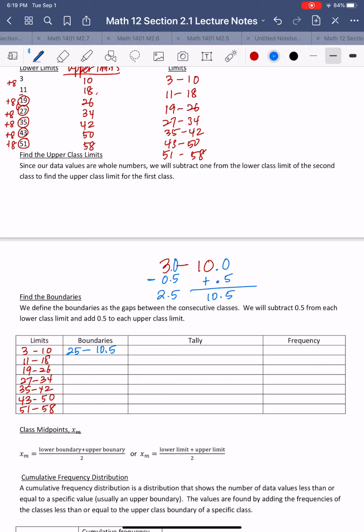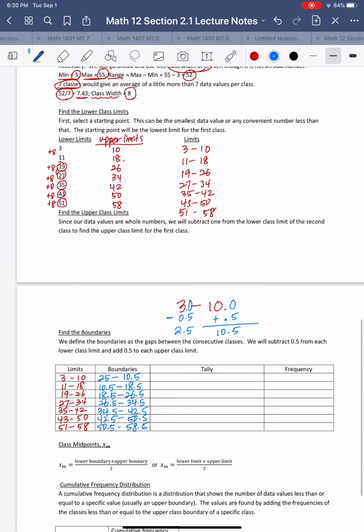Now the next class starts at 11, so 11 minus 0.5 is 10.5. And for the 18, you add 0.5, so 18.5. Also, the lower boundary is repeated from the upper boundary of the previous class. And then you get 26.5 up to 34.5, and then 34.5 up to 42.5, 42.5 up to 50.5, and then 50.5 up to 58.5.